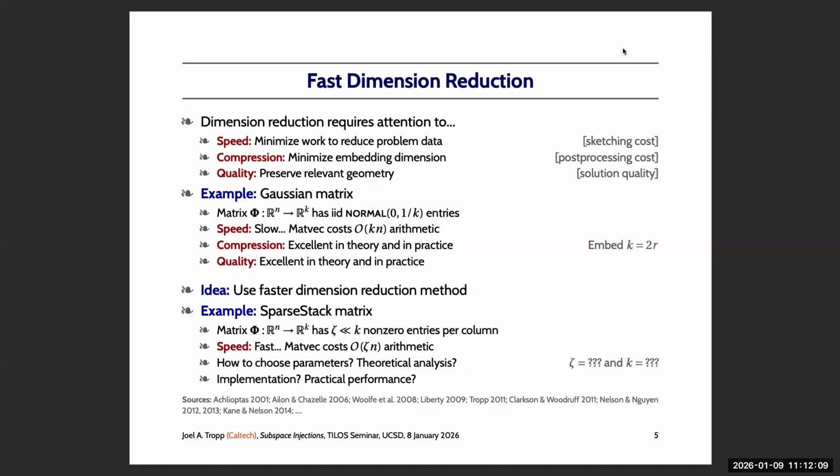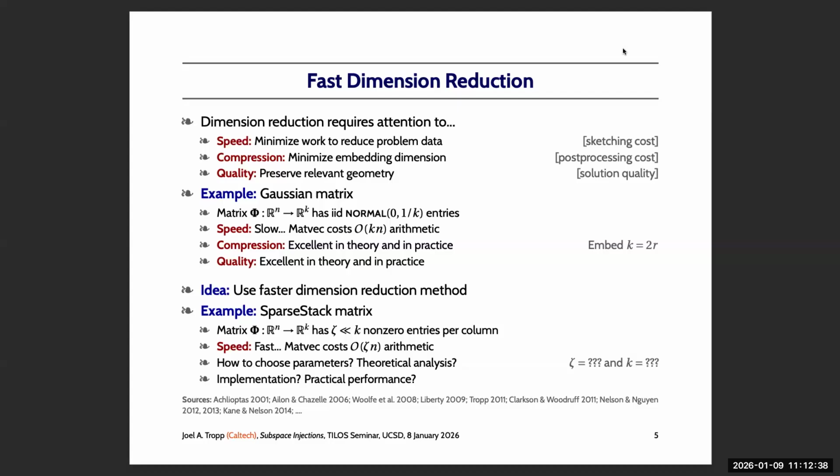The idea now is that instead of being a dense random matrix like the Gaussian, it's only got zeta non-zero entries per column, where zeta is a tiny number. So think 4. Now this matrix is super sparse, and as a consequence, we can multiply it by a vector in zeta times n time, because zeta is 4. This is almost a linear operation on the vector. So this is much, much better from the point of view of speed.